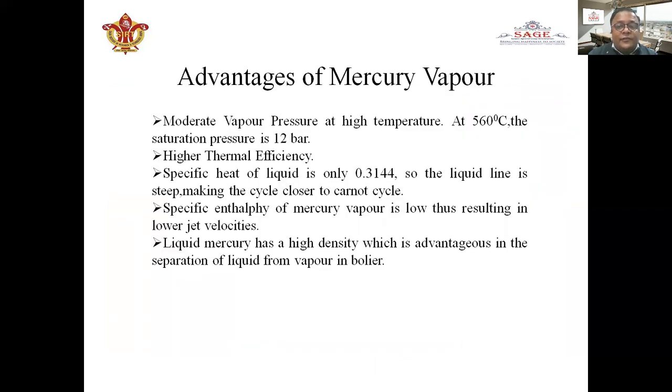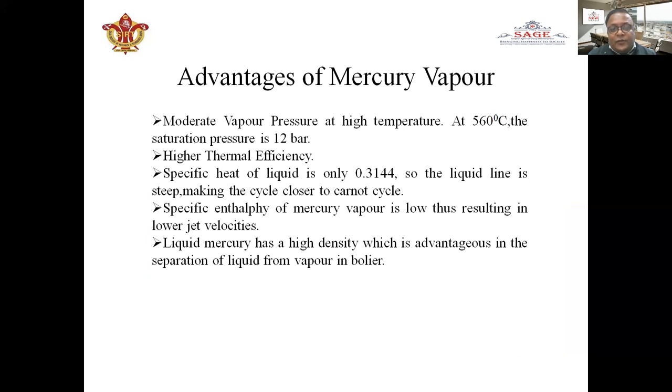What are the advantages of the mercury vapor? Moderate vapor pressure at a high temperature of 560 degrees, which is below the critical temperature. The saturation pressure is 12 bar. Higher thermal efficiency: at the lowest pressure side, the highest temperature can be achieved when we use mercury vapor, so higher thermal efficiency can be achieved.